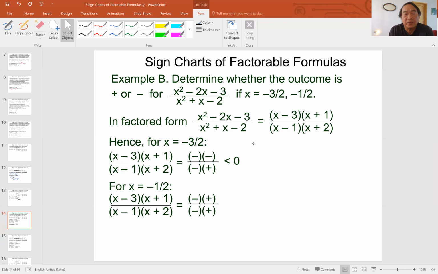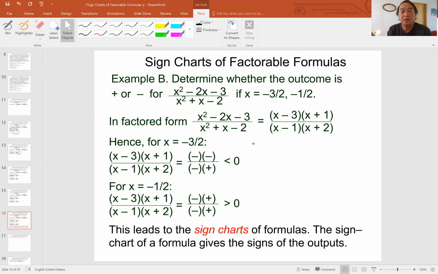Similarly, if I put in minus 1/2, I will get these sets of signs for each parenthesis. Then I tabulate the signs, and it's going to be positive because of two negative signs. So with these techniques, we can make sign charts for formulas.